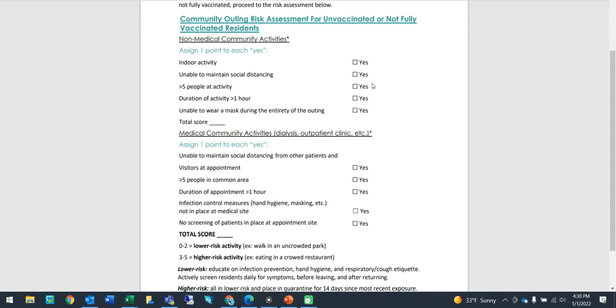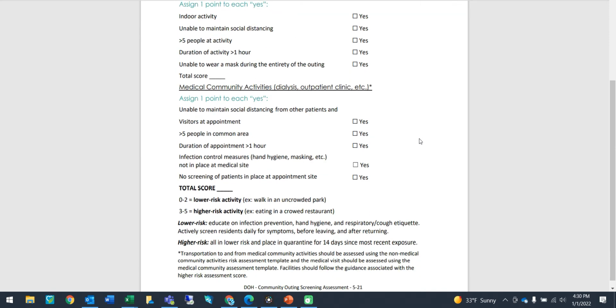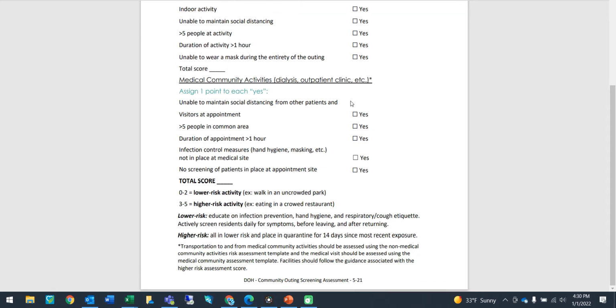If it's a medical community activity, you'll assign 1 point to each of these questions, and you will ask the resident, were they unable to maintain social distancing from other patients and visitors at the appointment? Were there greater than 5 people in the common area? Was the duration of the appointment greater than 1 hour? Were infection control measures, such as hand hygiene, masking, etc., not in place at the medical site? And was there no screening of patients in place at the appointment site? Check off all of the boxes they said yes to and calculate the score.